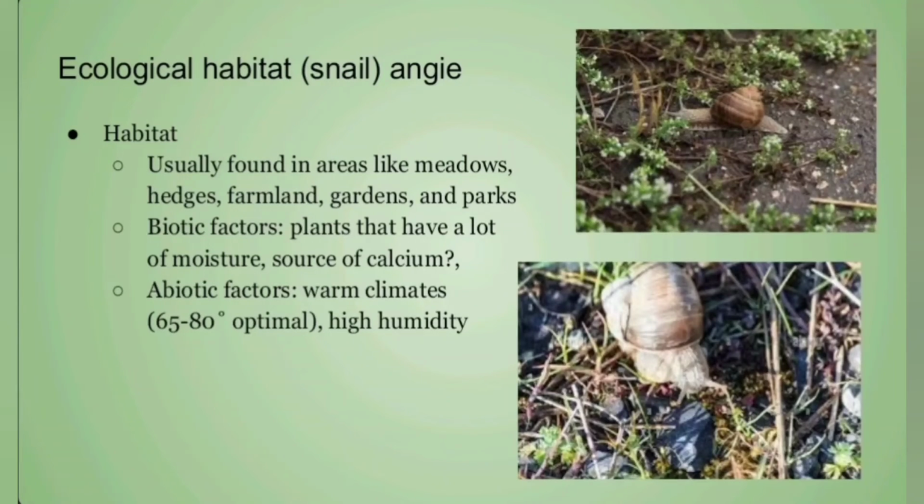For the ecological habitats of a snail, they are usually found in areas like meadows, hedges, farmlands, gardens, and parks. Some biotic factors that we look for are plants that have a lot of moisture and good sources of calcium. Along with abiotic factors, we look for warm climates and high humidity.